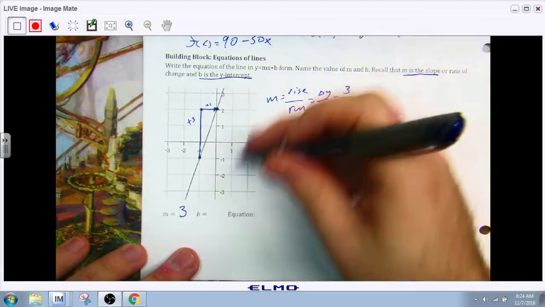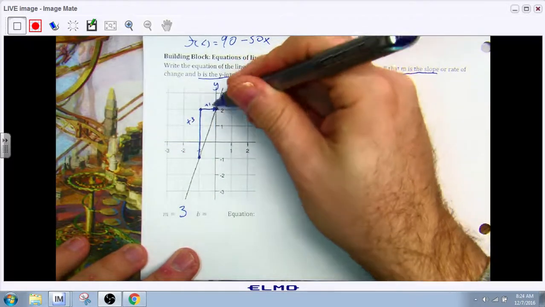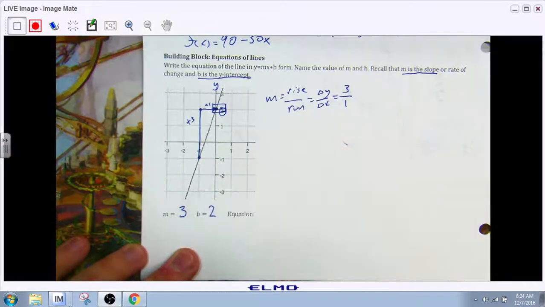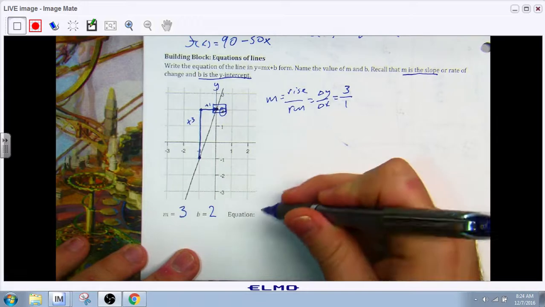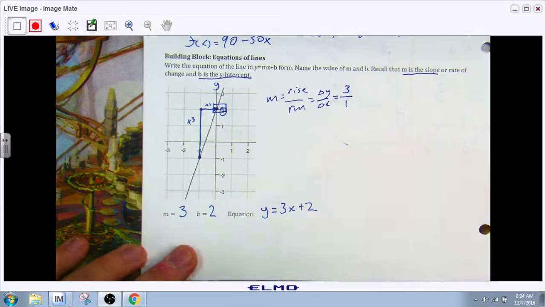B is just the y-intercept. So this is my y-axis. I just have to see where it crosses the y-intercept. And it crosses right here at 2. So if y equals mx plus b, y equals 3x plus 2.